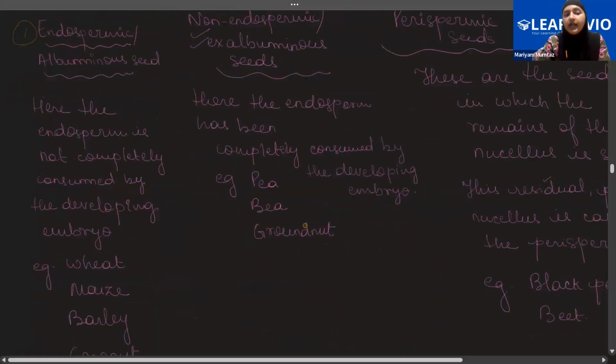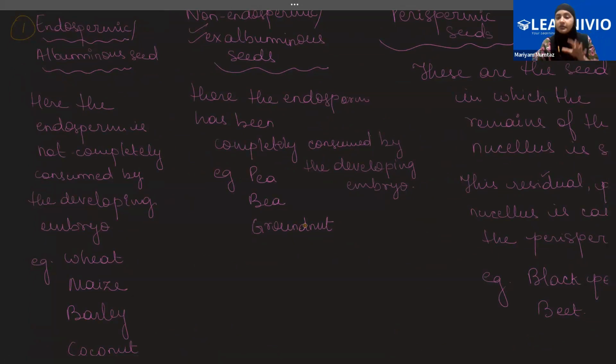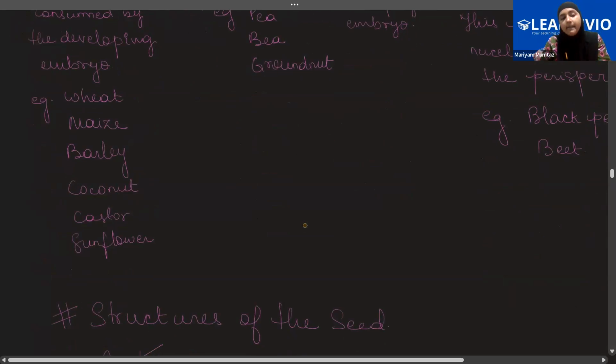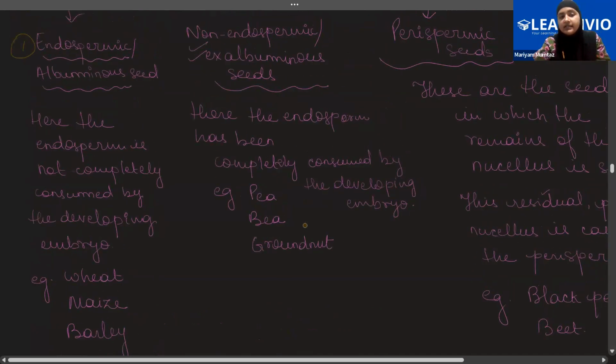Here the endosperm is not completely consumed by the developing embryo, meaning the endosperm is persistent. It has not been consumed by the embryo. The examples are wheat, maize, barley, coconut, castor, and sunflower. So these are the endospermic or albuminous seeds. This is the name. Endospermic means that the endosperm is present.